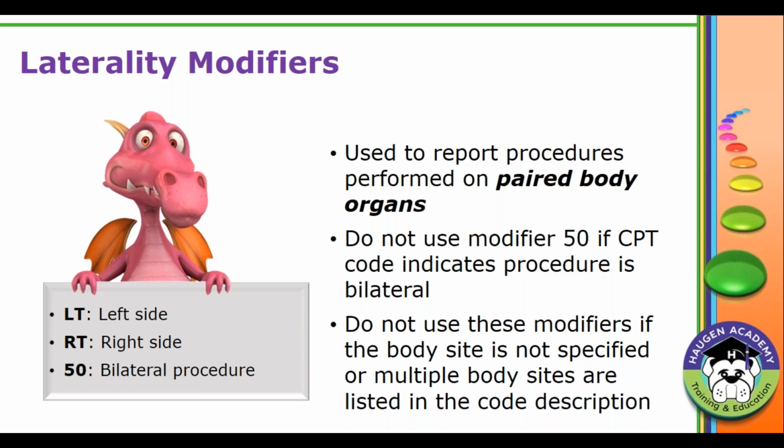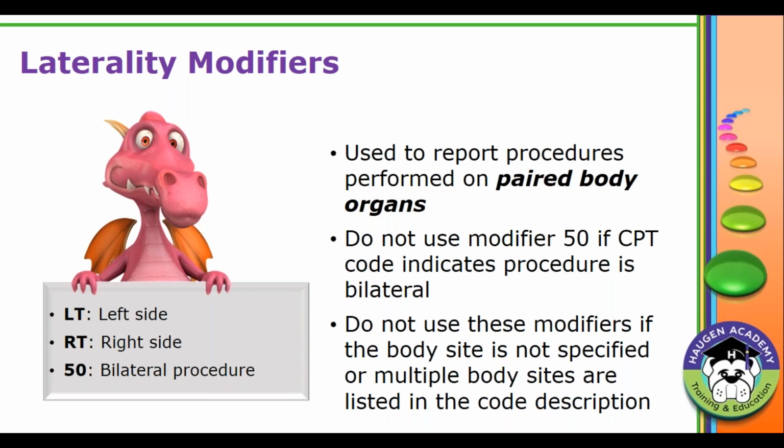I also see them added on codes that have multiple body parts listed, and for which not all of those body parts are paired organs. The best example of that would be if they removed a right cheek lesion. The code for that removal specifies several different body parts. I think neck might be in with that. That is not a paired body organ. So just be careful with that.